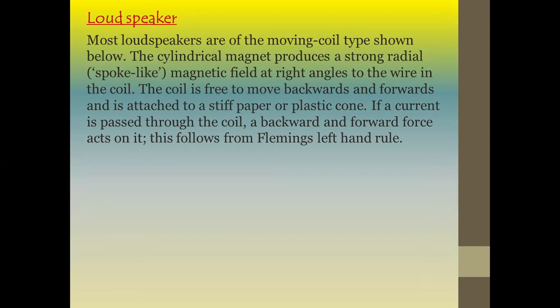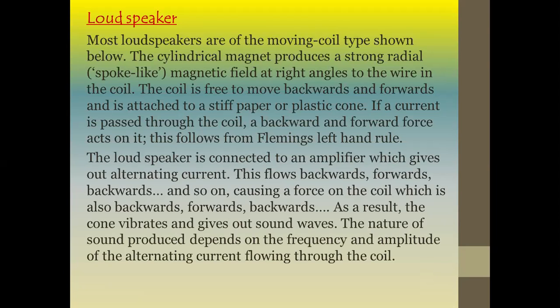The coil is free to move backwards and forwards and is attached to a stiff paper or plastic cone. If a current is passed through the coil, a backward and forward force acts on it. This follows from Fleming's left hand rule. We will discuss it soon in the next chapter.